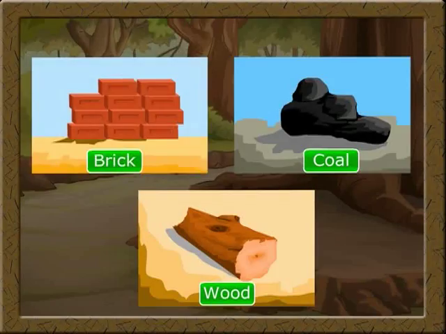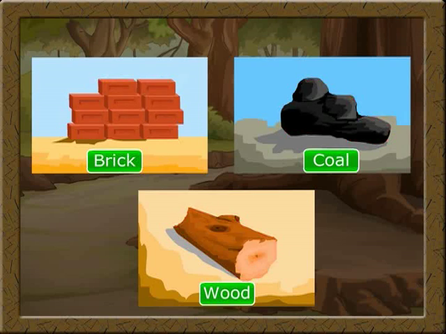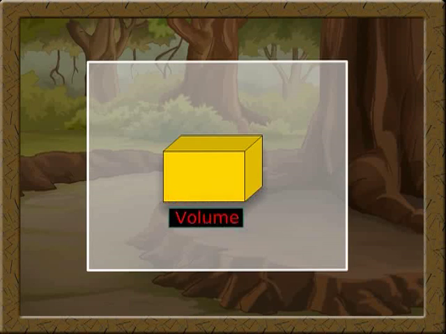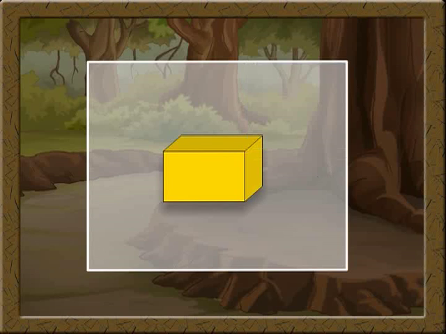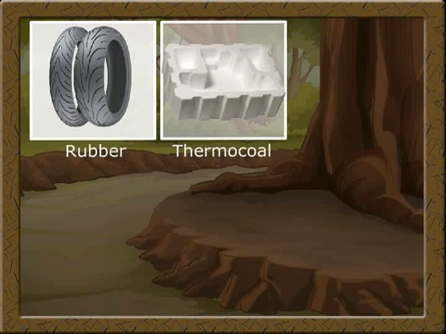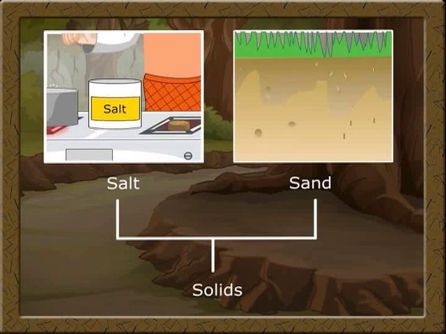Let us examine solids. Bricks, coal, wood are solids. You see these solids have a definite shape. They occupy space and have volume and even weight. You can also feel these materials. They are hard. Whereas here are some more matters such as rubber, thermocol, cotton wool and sponge which are soft. Also salt and sand are solids that can be poured as a heap.